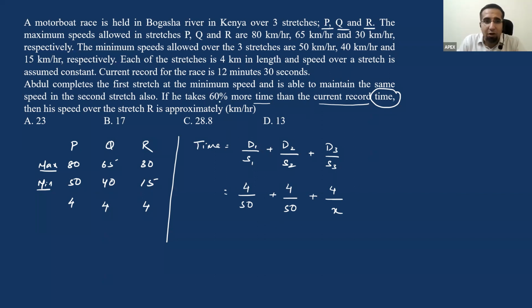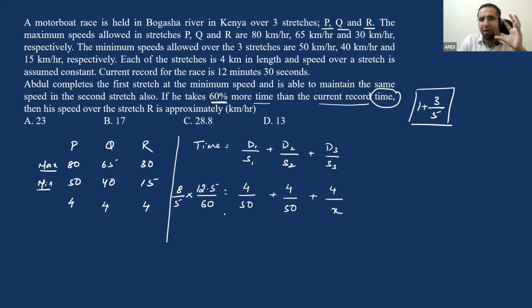Okay. Now, what is the total time taken? 60% more. 60% is 3 by 5. 3 by 5 more, which means the multiplying factor becomes 5 by 5 plus 3 by 5, which means 8 by 5 of 12.5 minutes. I have to convert this in the form of hours. That becomes divided by 60. Clear, guys? So if we want to go ahead in this manner. Clear?